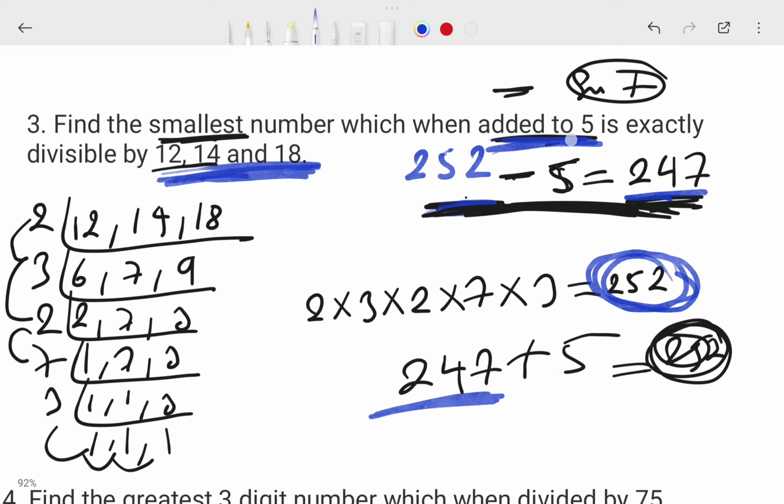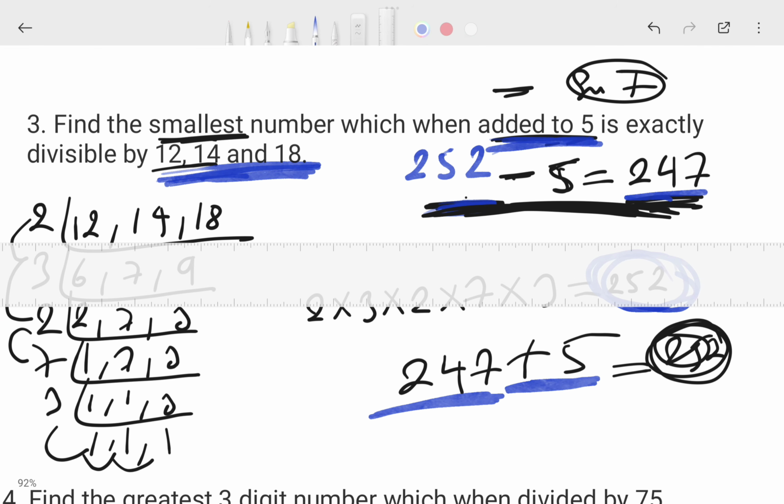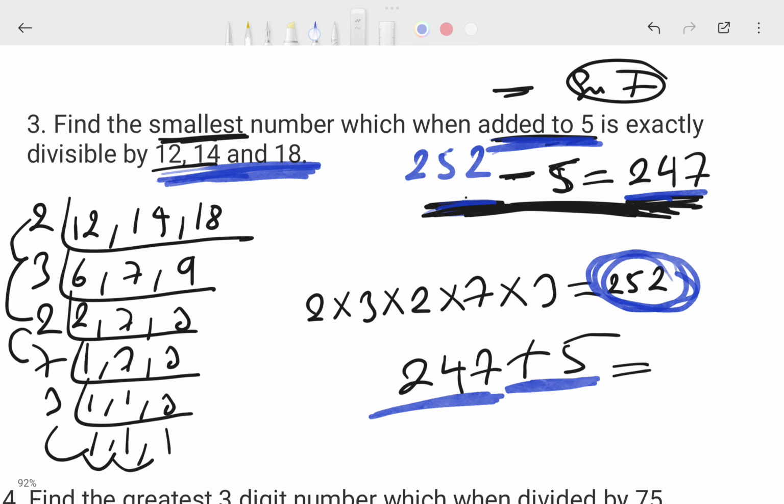If you add 5 to this one, then what is your answer? The answer is 254. This 254 is exactly divisible by all these numbers. Simply, you understand what I am telling?